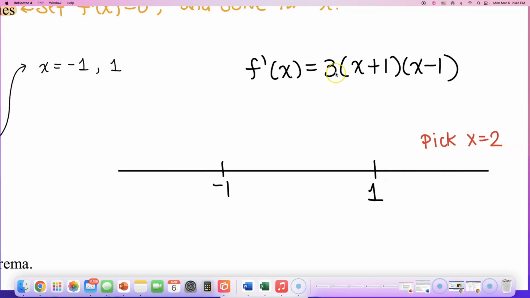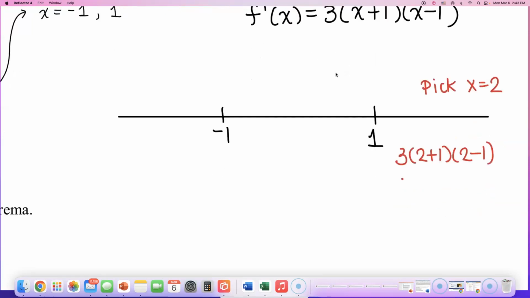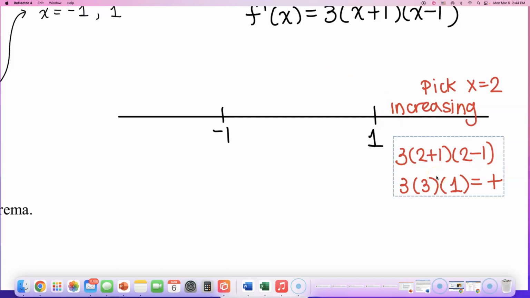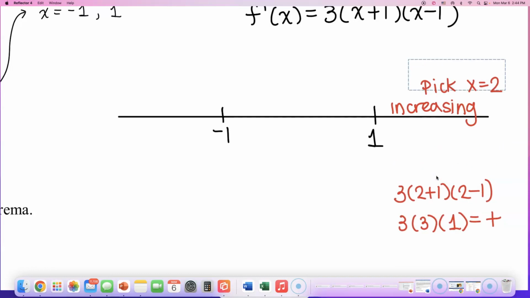So if I plug in 2, let's see the sign of this. 3 times 2 plus 1, 2 minus 1. If I do this multiplication, I will get 3 times 3 times 1. And look, this is a positive number. So what we just got is the function will be increasing to the right of 1, because the sign of the derivative came out to be positive. If the sign was negative, I would have said decreasing, okay?